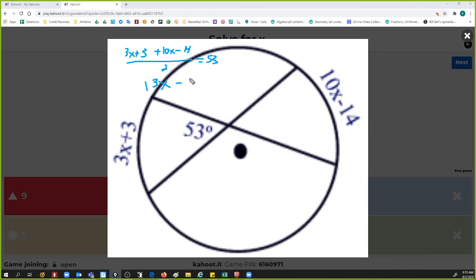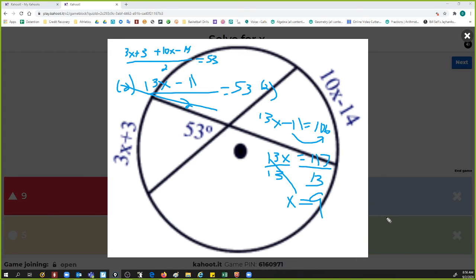Minus 11, and then divide by 2 is equal to 53. Times 2, that gives us 106. So 13x minus 11 is equal to 106. Add 11 to both sides, that gives us 117, and then just divide by 13. Is that 9? X equals 9? Doing it in my head, but I'm getting 9. So let's see. And the answer was 9.